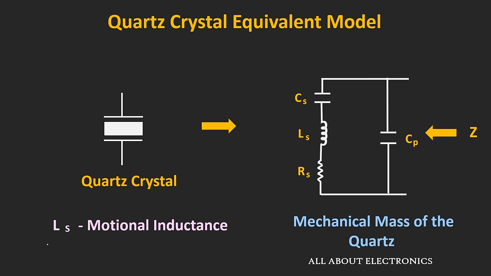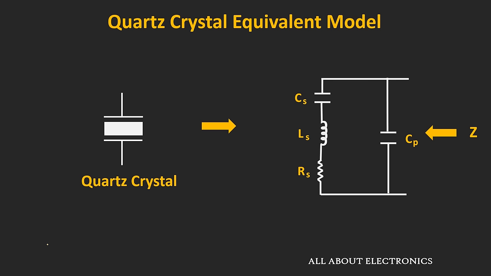The next parameter in this equivalent circuit is the series resistance, which is also known as the equivalent series resistance. It defines the real resistive loss which happens in the crystal. The typical value of this series resistance varies from a few ohms to hundreds of kilo-ohms, and it is a function of the crystal frequency. Then the next component in the equivalent circuit is the shunt capacitance.